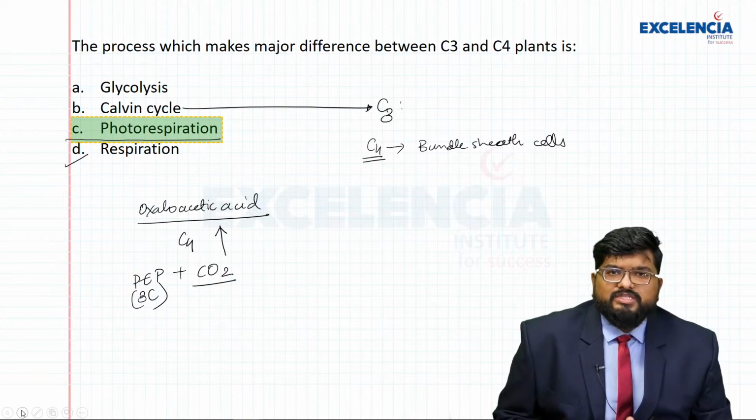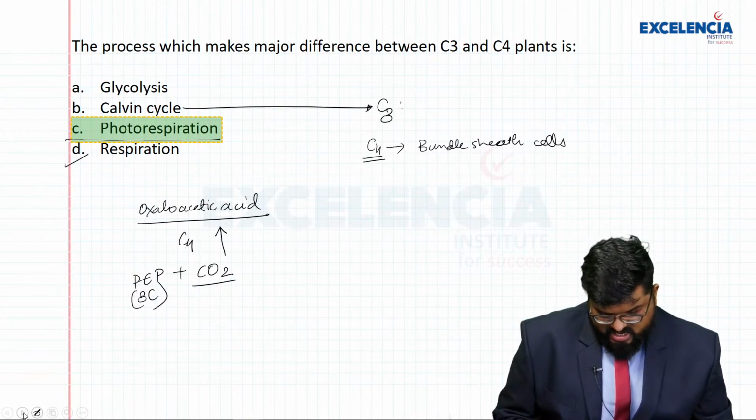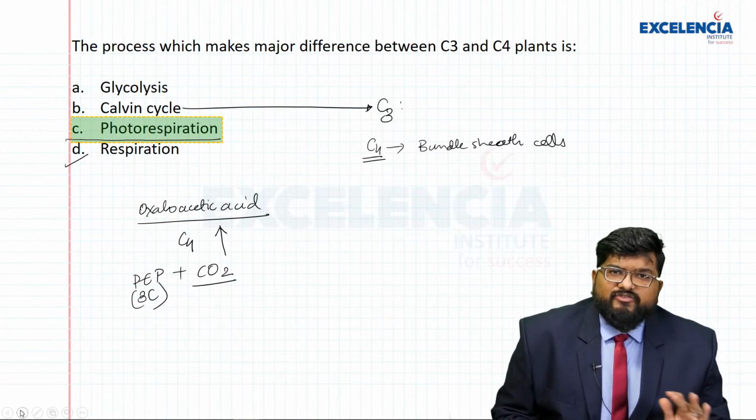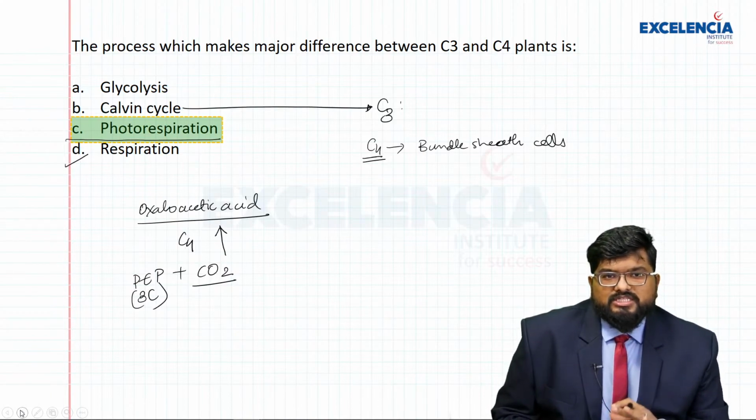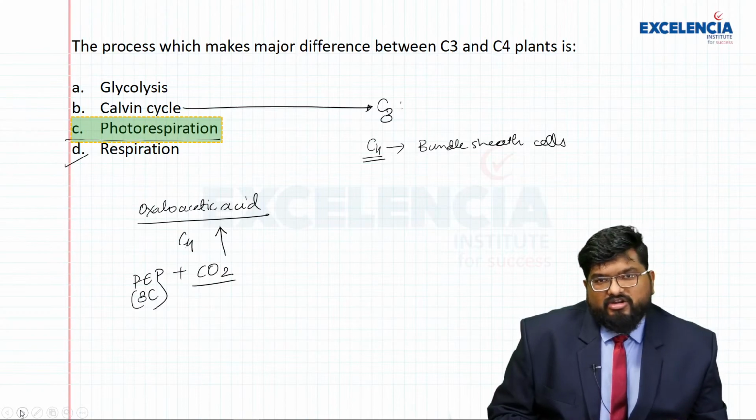Yep, simple enough. So there's photorespiration in these plants. Next, photorespiration is the difference. So for C3 plants, it is beneficial. For C4 plants, it is detrimental.